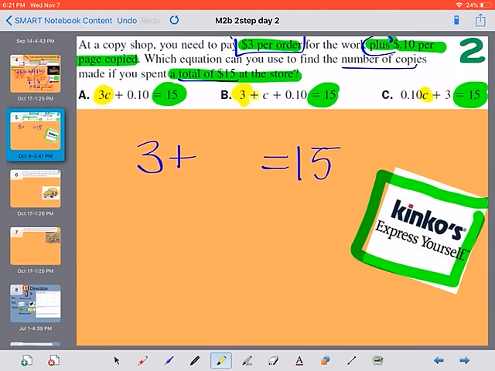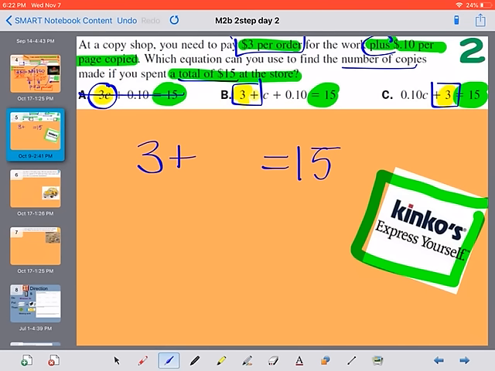So, I was looking at the 3, not the C. Here's our 3's, 3 plus. So right now, the only one that doesn't have 3 plus, this has 3 plus something, 3 plus something. This has 3 multiplied by something. So I know that can't be our answer because the 3 is all by itself. It's just $3 plus whatever else we have in our equation.